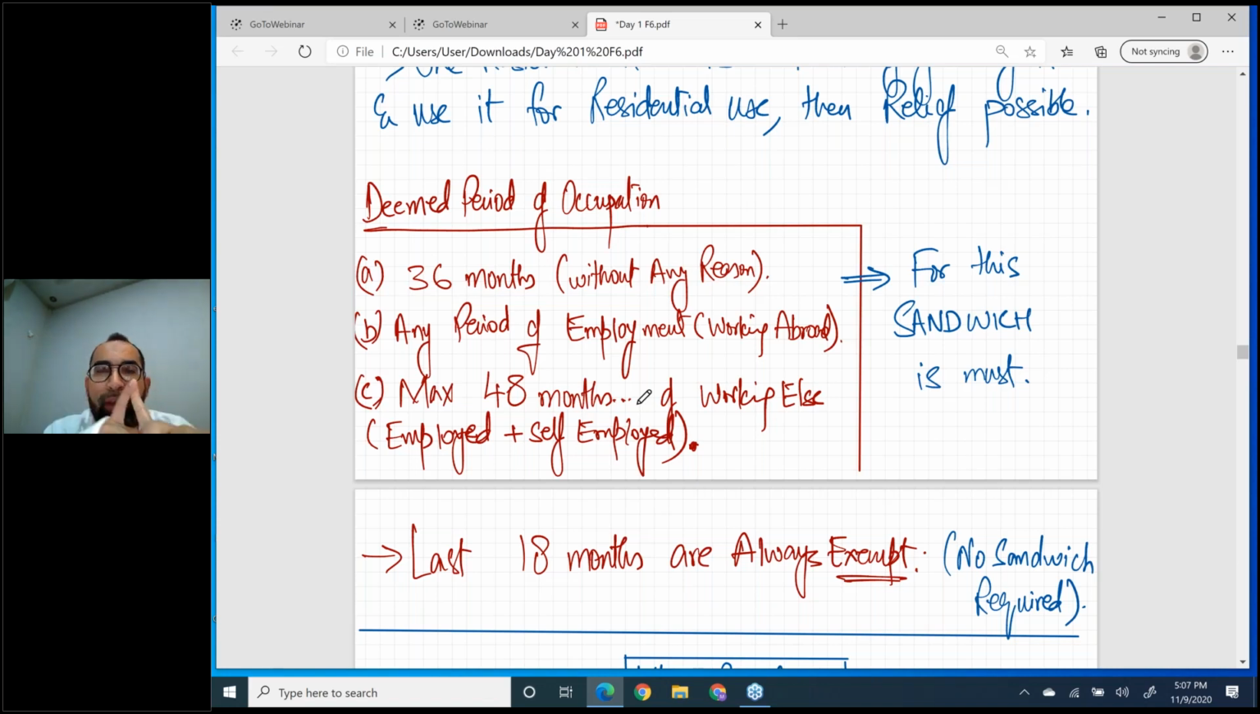Now let me give you a quick recap. If you live in the house, this is called the actual period of occupation. This is exempt. If you leave your house for ABC, with sandwich, still you will get the relief. And the last 18 months are always exempt.